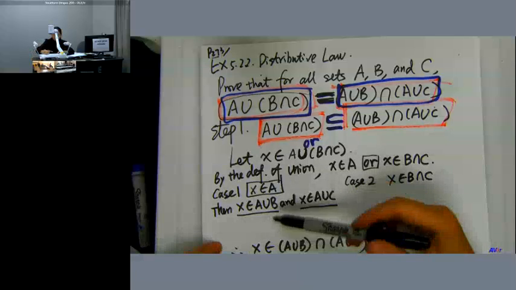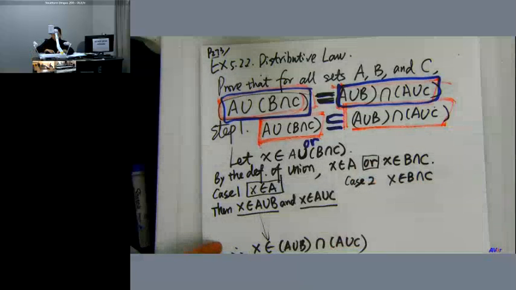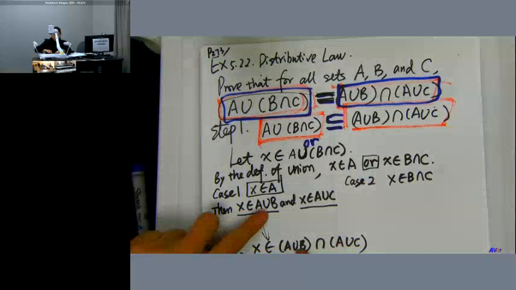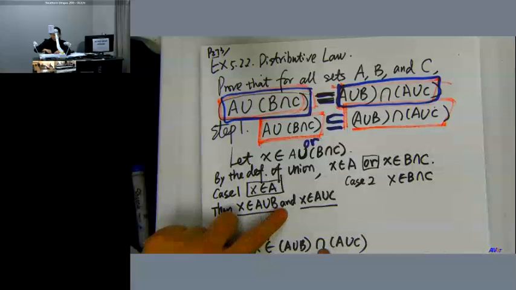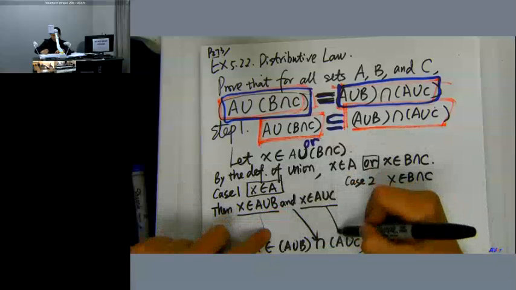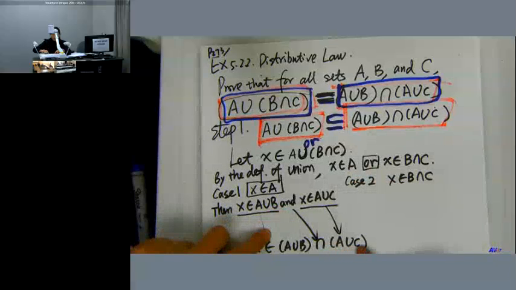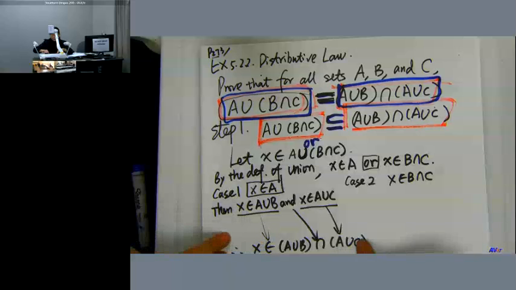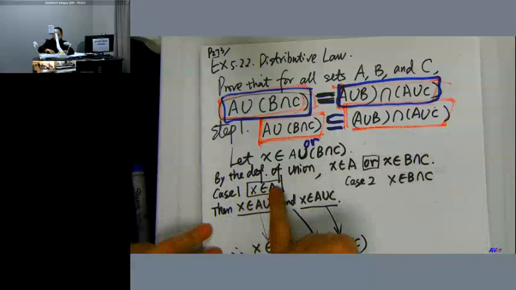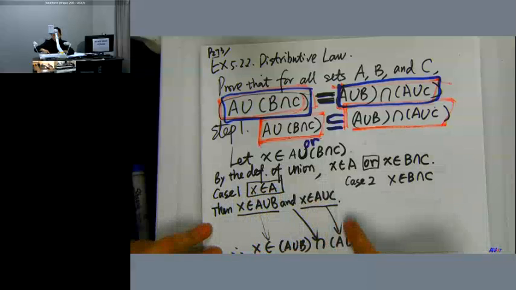Let's take a look. X is in A union B, right? And what does that upside down U mean? The English word and. And X is in the union of A and C. If you ask me how I knew to write these two down, it's because I'm looking at what I need to prove, and I can prove that. So case 1 is very easy. If X is in A, then X is in the union of A and B, and X is also in the union of A and C.